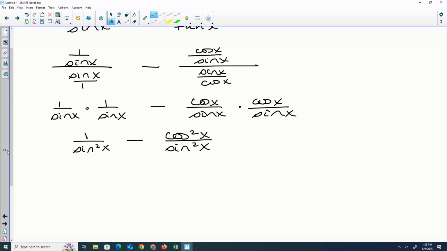Do you guys have a preference? No? Okay. If you did the common denominator, what's 1 minus cosine squared? And sine squared over sine squared.